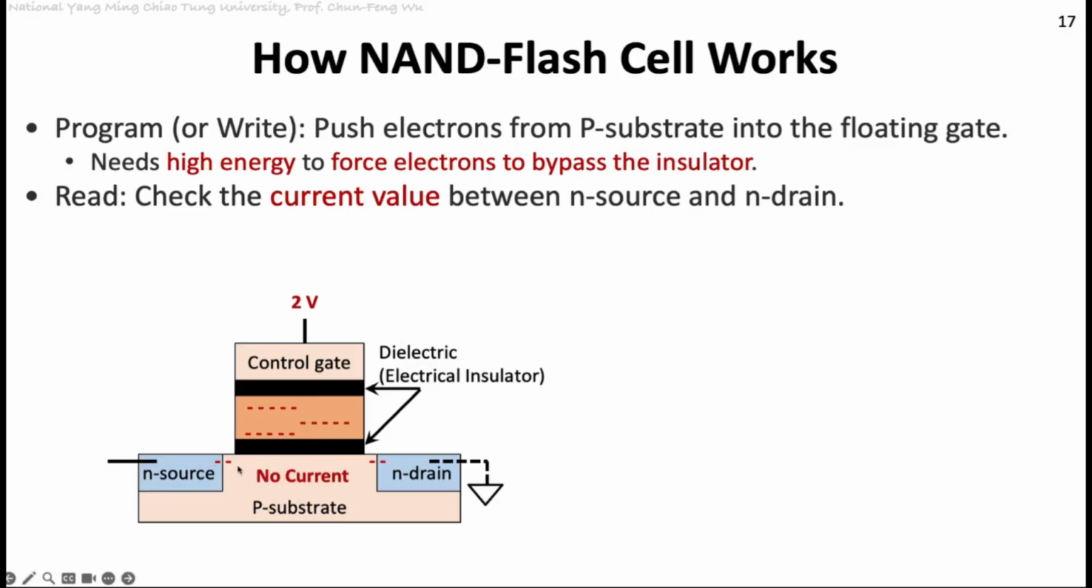create a current, then you need enough electrons, because the current means there are a lot of electrons that are moving. So moving electrons can lead to the current. But if there's not enough electrons here, and there is not enough energy to let them move, so there is no current between N source and N drain.